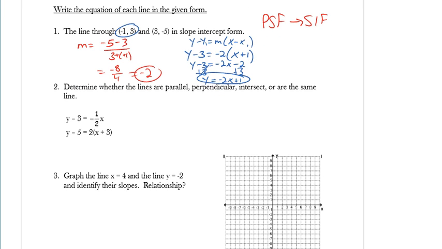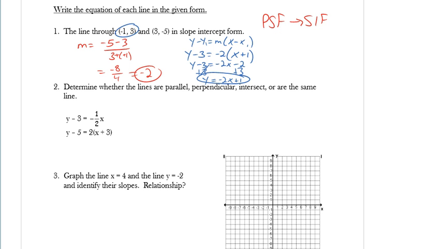Okay, let's take a look at another one. A couple ways we can do number 2. Want to decide if they're parallel, perpendicular, intersect, or just the same line. So again, to look at that, we always want to look at it in slope-intercept form. We could probably tell what slope was here, right, just looking at this and this, but we don't know if they're the same line or not for sure. So what we want to do is make sure we get in slope-intercept form.